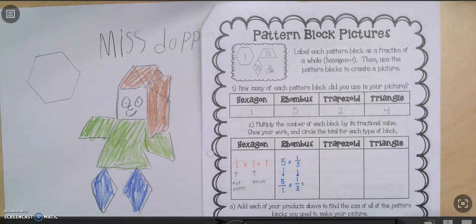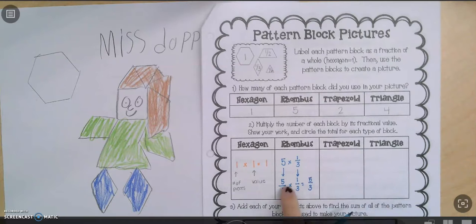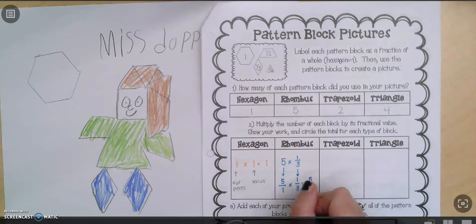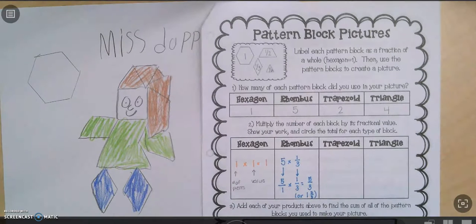That's going to give me a value of 5/3 because I multiply the numerators together. 5 times 1 is 5, and the denominators together, 1 times 3 is 3. You can choose to leave this as an improper fraction or turn it into a mixed number. So you could also write this as 1 2/3. I'm going to do the same thing with the trapezoid pieces.